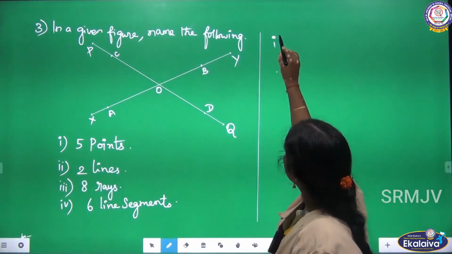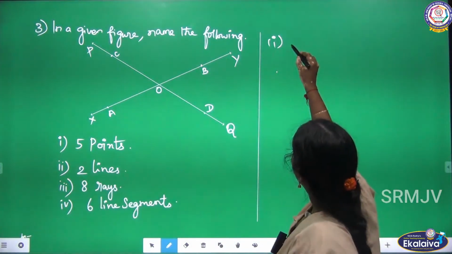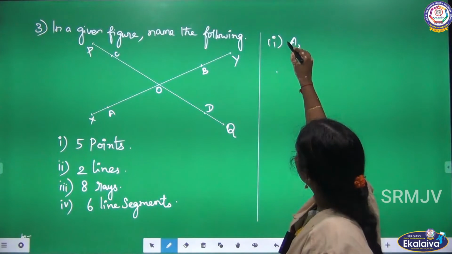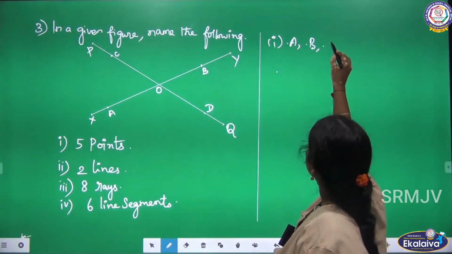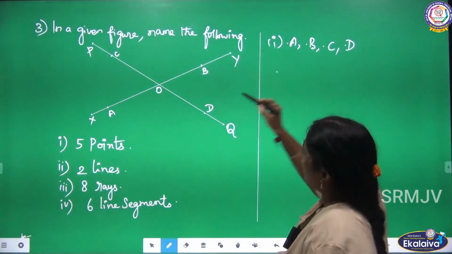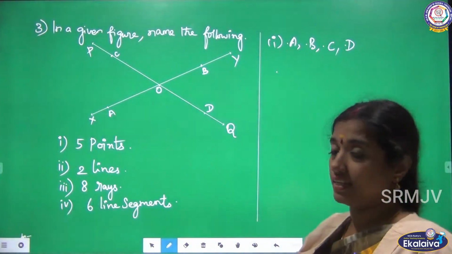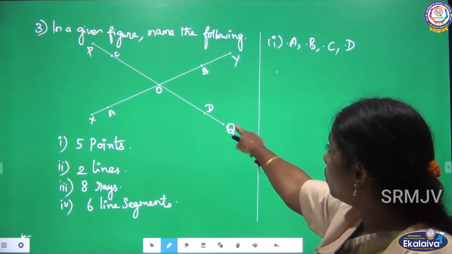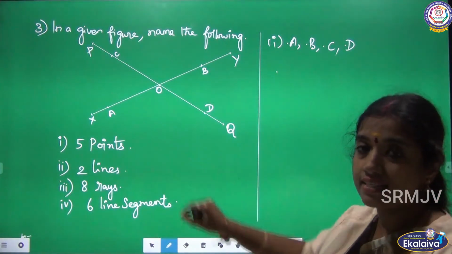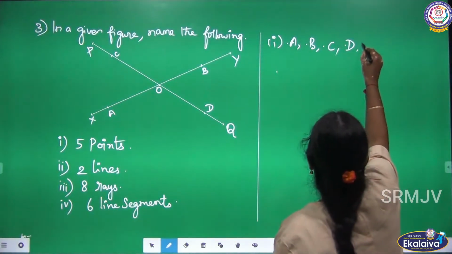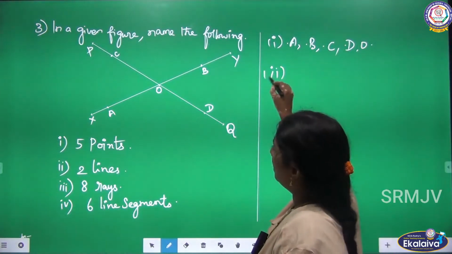See, the first answer I am going to write is 5 points. Write what the 5 points are here. I can write A, that is a point, and B, next C, next D, as well as O is also a point. For this, I can use another word: where two lines intersect, that is the intersecting point, here O. Now I will move on to the second one, lines.